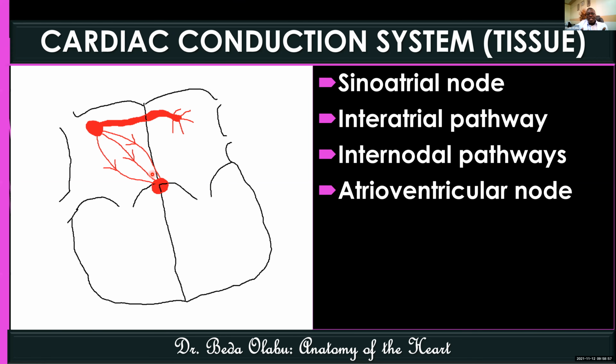The AV node is the only normal electrical connection between the atrial and the ventricular chambers. It's the only one. So impulses cannot move from the atria and pass through that other route or that other route. If they do, that would be abnormal. The reason is because these other regions are electrically insulated because of the presence of what we call the cardiac skeleton.